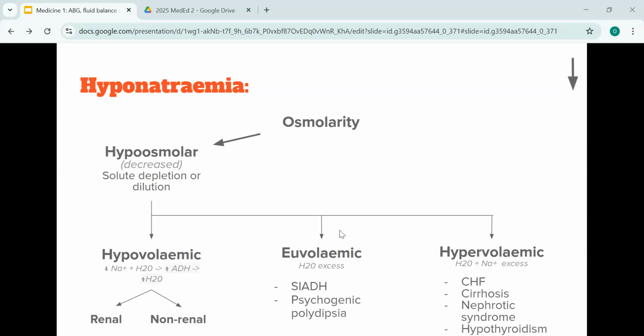So to summarize, if you've got a low osmolarity with low sodium, you're thinking about the fluid status. And then you want to think about each set of causes individually. So either renal or non-renal causes if you've got low fluid status. If it's euvolemic, think SIADH. If it's hypervolemic, more chronic conditions.